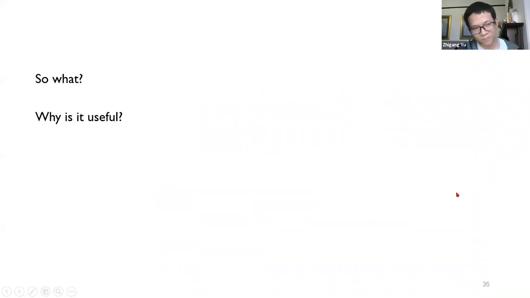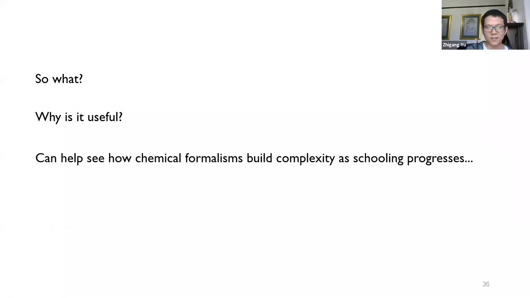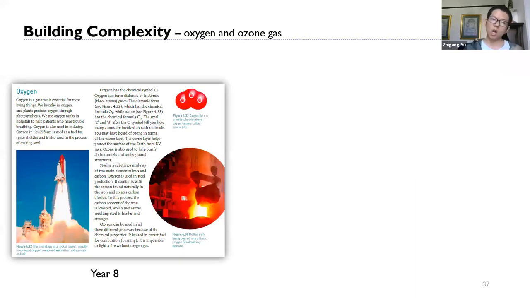You may ask, so what? Why is it useful to sort out all these different strengths of semantic density in chemical formalisms? I would like to argue that it can help us see how chemical formalisms build complexity as schooling progresses. Let me show you the payoff of this translation device. Building complexity, I would like to focus on certain topics so that you can see the development of the complexity within formalisms across schooling levels.